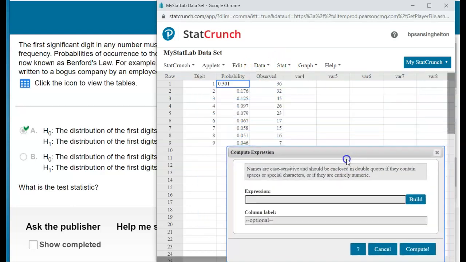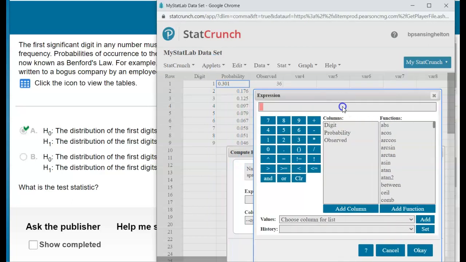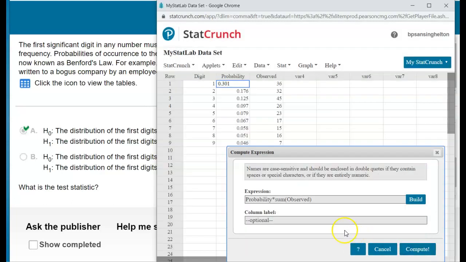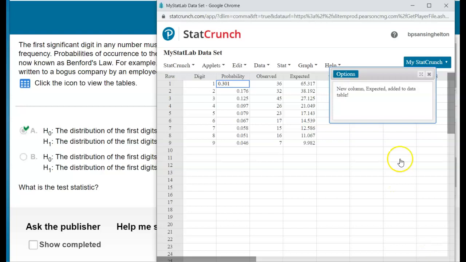So basically, in order to figure out what the expected count is, I think we would have this total number of observations multiplied by this probability will give me the expected. So I do that by saying, okay, I need to multiply my probability by the sum of all of my observed for each cell, and then I will label this expected. And that will give me the expected counts, because remember, expected is n times p. So p is our probability here, and n is our total number of observations. So each one of these is n times p.